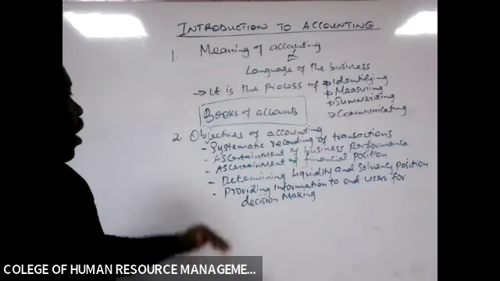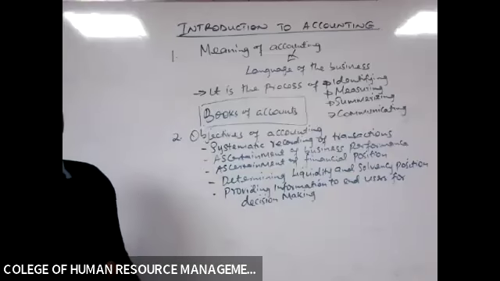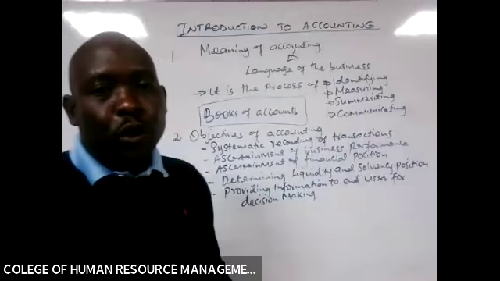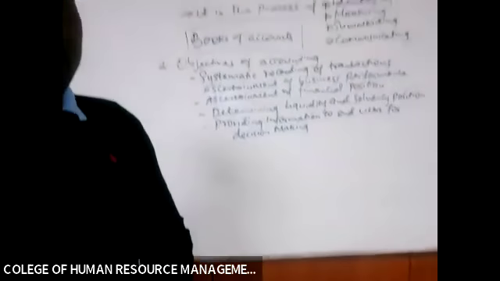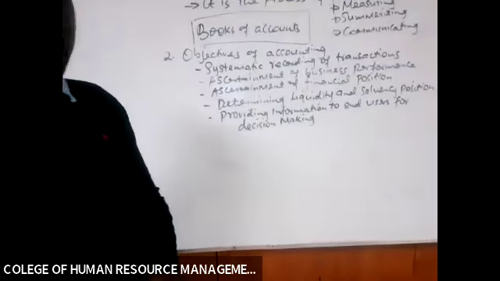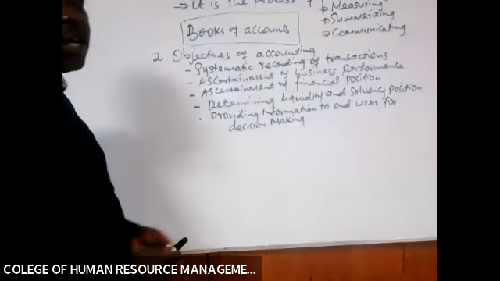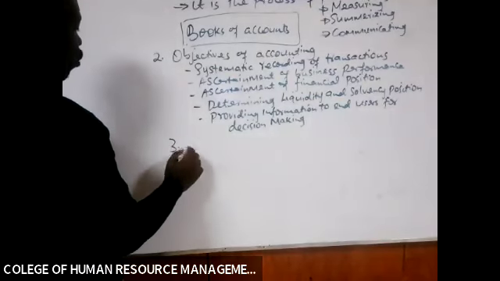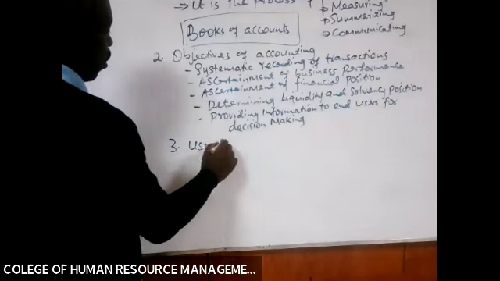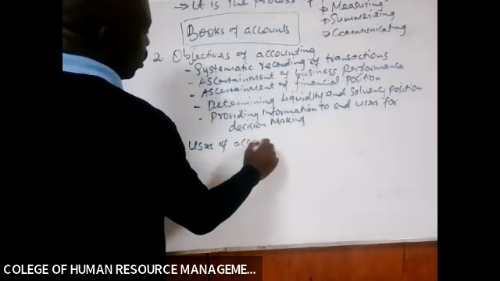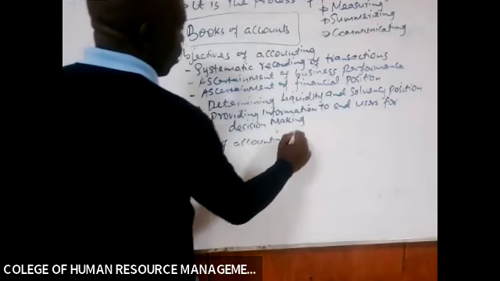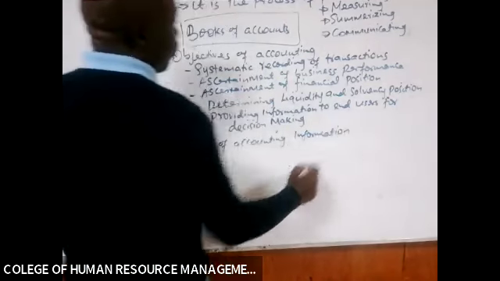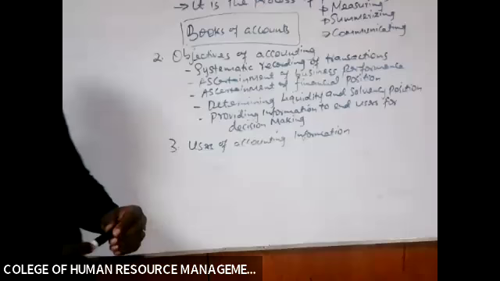Then, after we have understood the objectives of accounting, I need now to take you through the users of accounting information. We are saying that accounting is meant to communicate. To communicate to who? To the users. Number 3, users of accounting information.